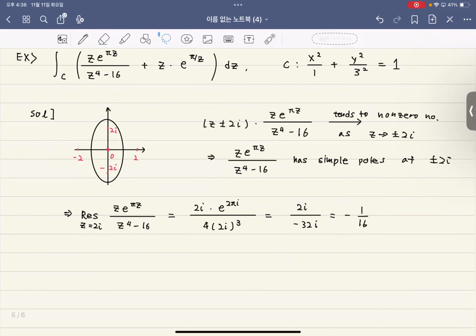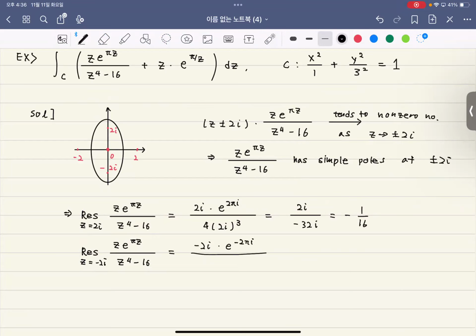And likewise, when it is minus 2i, this is minus 2i times e to the minus 2 pi i over 4 times minus 2i to the third. Yeah, so this is again, I think, minus 1/16. Good.